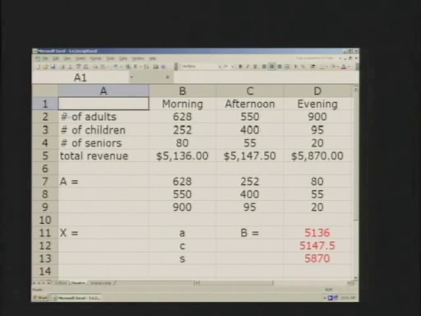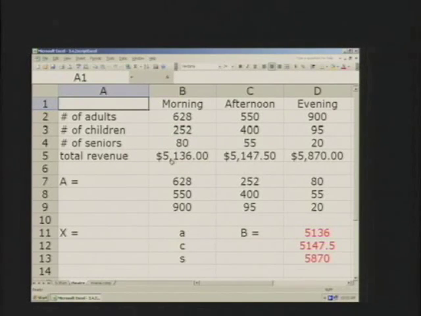In this table, we see that the row titles are the number of adults, the number of children, and the number of seniors that attend in the columns: the morning show, the afternoon show, and the evening show. The total revenue is the sum of the revenues from each type of ticket. You'll notice that the revenue is at the bottom of the morning column, but the morning entries are the number of adults. 628 attended, 252 children attended, and 80 seniors attended the morning show.